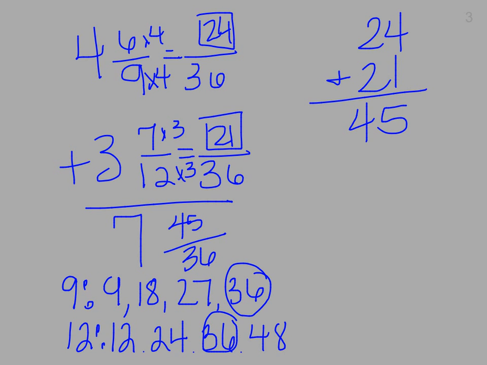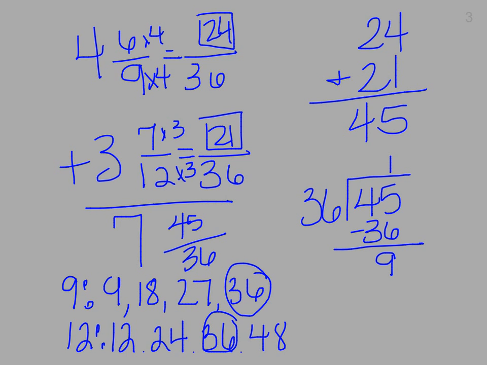Now, check my fractional part. What do I know about 45 over 36? It's improper. So what do I need to do? See how many times 36 will go into 45, and it goes in there one time. And what do I have left over? 9, so it's 1 remainder 9. So 7 plus 1 and 9 over 36 equals what?